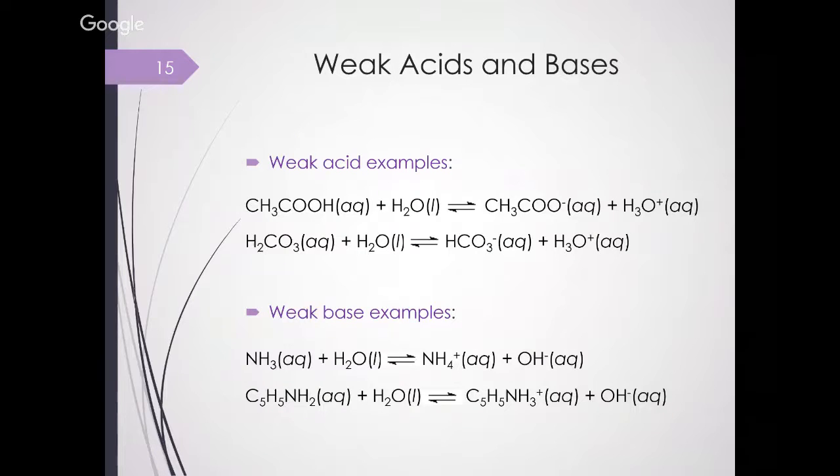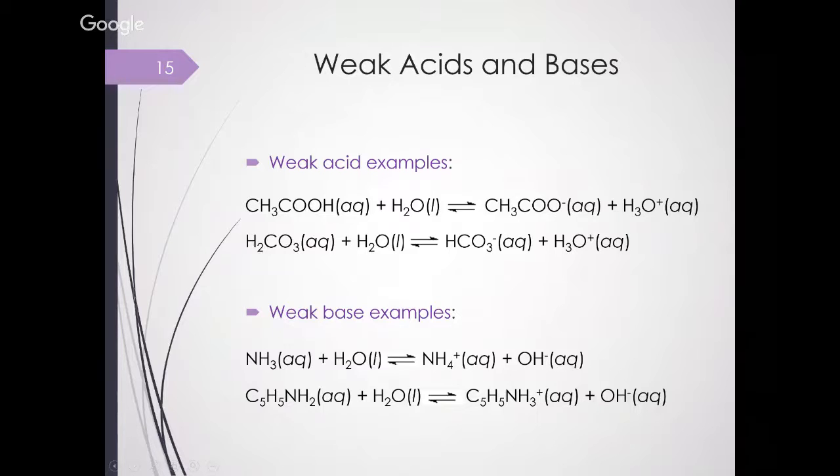So how do we see whether something's strong or weak just looking at an equation? Well, when we have weak acids and weak bases, we have this back and forth arrow, which says we break apart, but then we get back together. We break apart, we get back together. We know people like that. So acetic acid is weak, carbonic acid is weak.